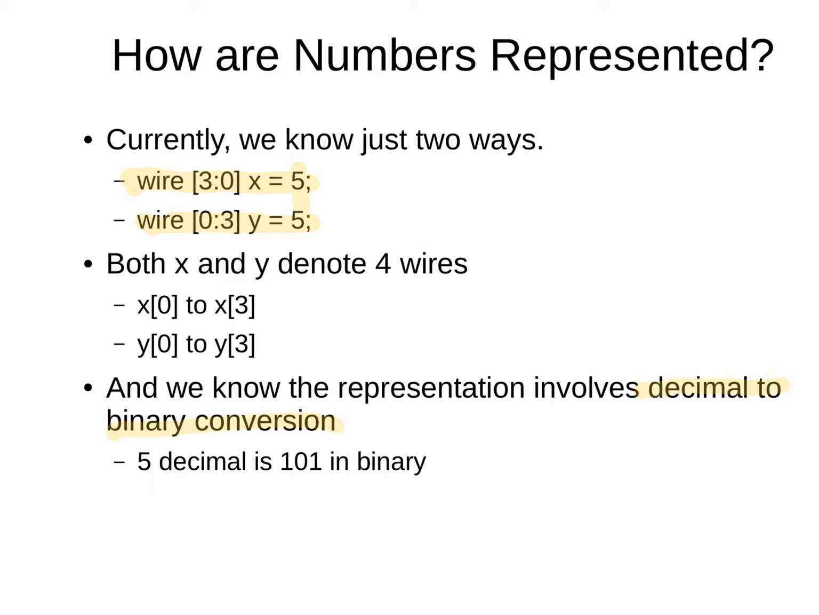So if we are storing the number 5 there, then we take the number 5 in decimal and we write it in binary as 101. The question remains though, is there any difference in how that's stored in x and in y?